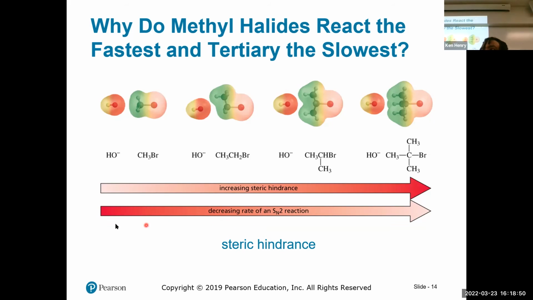Okay, so as the steric hindrance increases, guess what happens? Is it going to go faster or is it going to go slower? Slower, right? Takes longer to get to that on the dance floor because you have to go through 8 girls now instead of just 1, right?